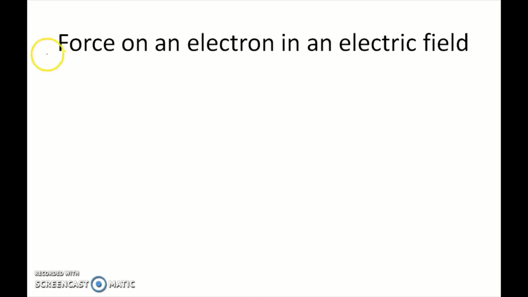The first concept is force acting on an electron in an electric field. That means if an electric field is considered, and if I keep an electron in the electric field, and that electron starts moving towards the positive, that means some force is acting on that electron.